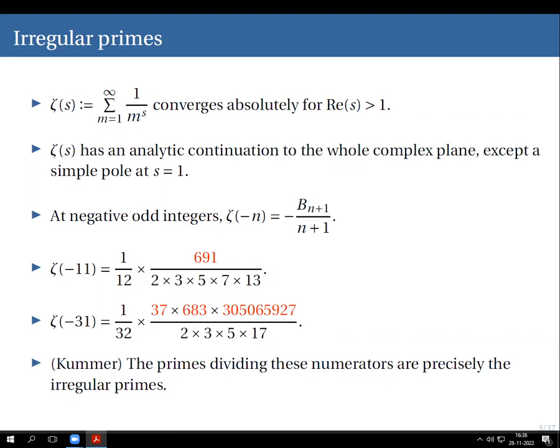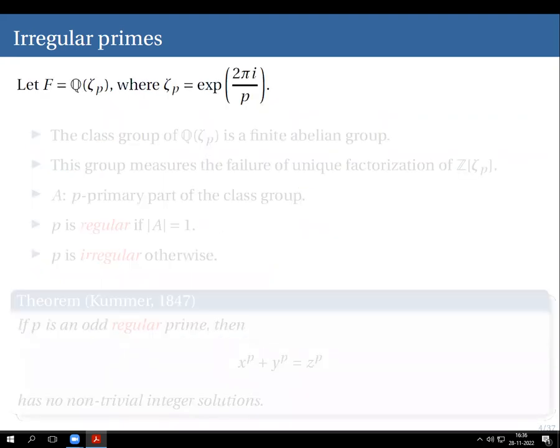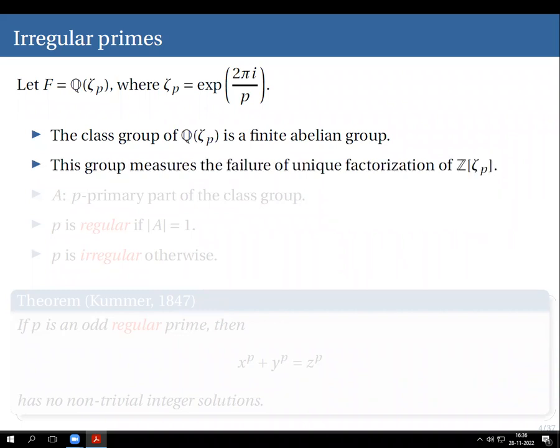What Kummer showed is that the prime numbers that appear here are what are called irregular primes. Again, if you've not seen what irregular primes are, you take a number field, which is Q adjoin this complex number, a pth root of unity, exponential of 2 pi i over p. What one knows in algebraic number theory is that number fields have something called the class group, which is a finite abelian group. Whatever it is, it measures the failure of unique factorization in this ring of integers Z adjoin zeta_p, where zeta_p is exponential of 2 pi i over p.